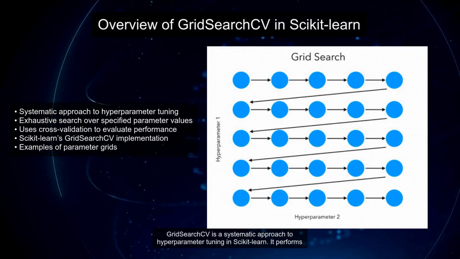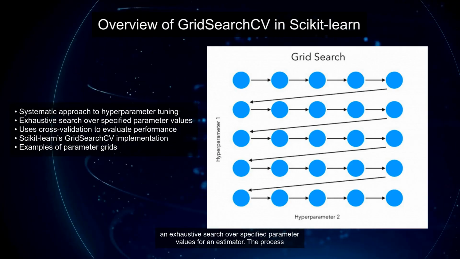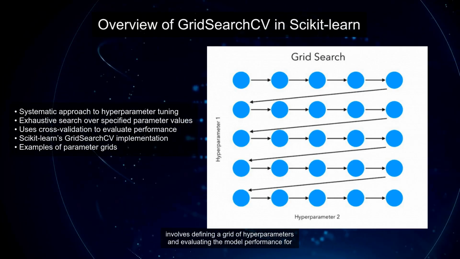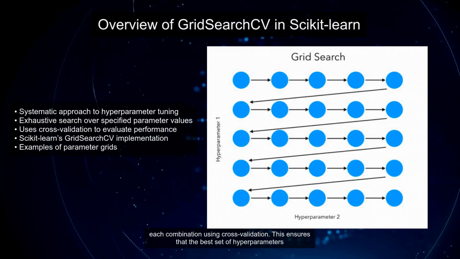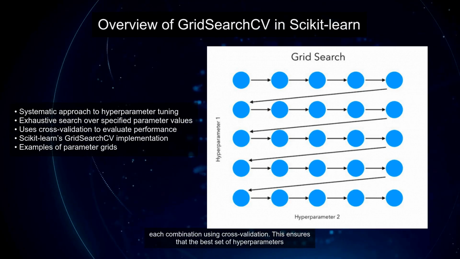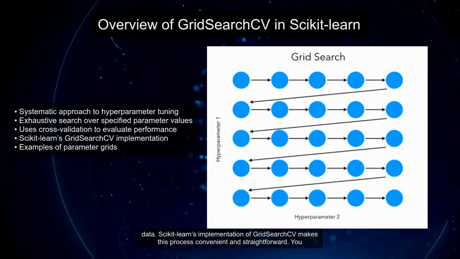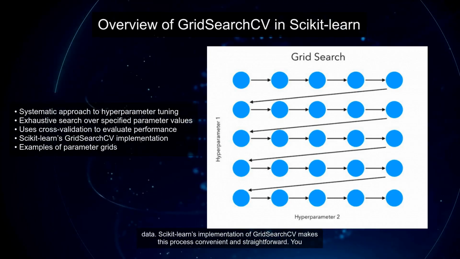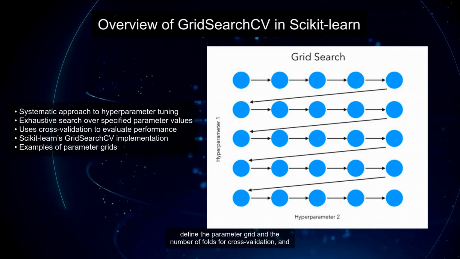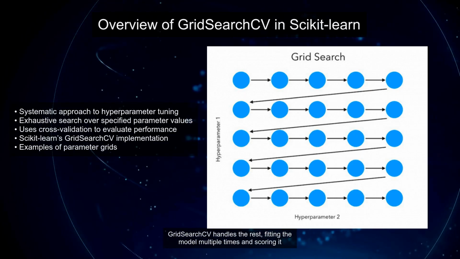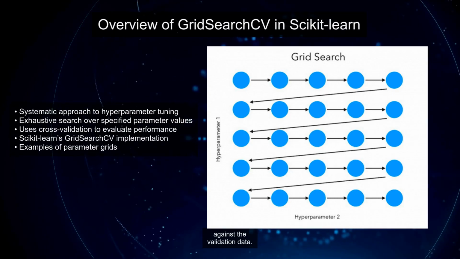Additionally, tuning allows us to customize the model for specific tasks, making it more robust and reliable in real-world applications. GridSearchCV is a systematic approach to hyperparameter tuning in Scikit-learn. It performs an exhaustive search over specified parameter values for an estimator. The process involves defining a grid of hyperparameters and evaluating the model performance for each combination using cross-validation. This ensures that the best set of hyperparameters is selected based on the validation set performance, not just the training data. Scikit-learn's implementation of GridSearchCV makes this process convenient and straightforward. You define the parameter grid and the number of folds for cross-validation, and GridSearchCV handles the rest, fitting the model multiple times and scoring it against the validation data.